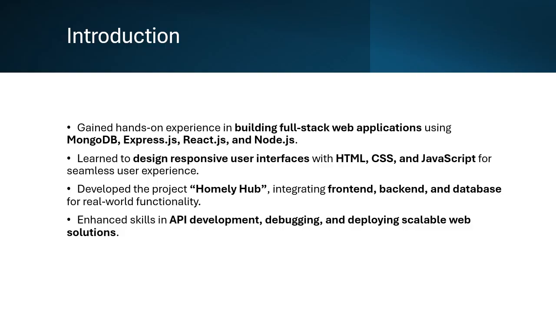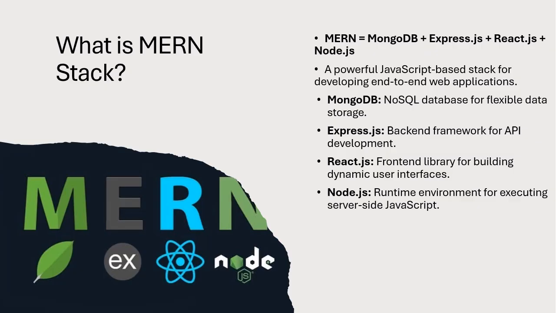The APIs that I used in my projects are the payment gateway APIs and the email notification APIs and all that. Let's understand what MERN means. MERN stands for MongoDB, Express.js, React.js and Node.js. MERN is a powerful JavaScript-based stack for developing end-to-end web applications.